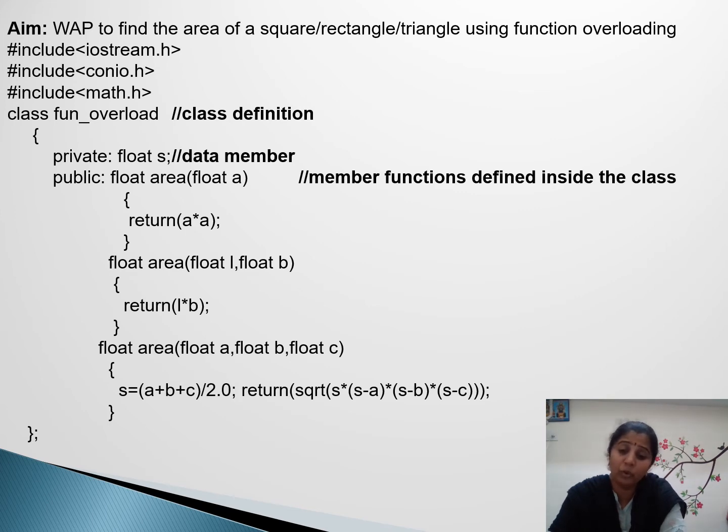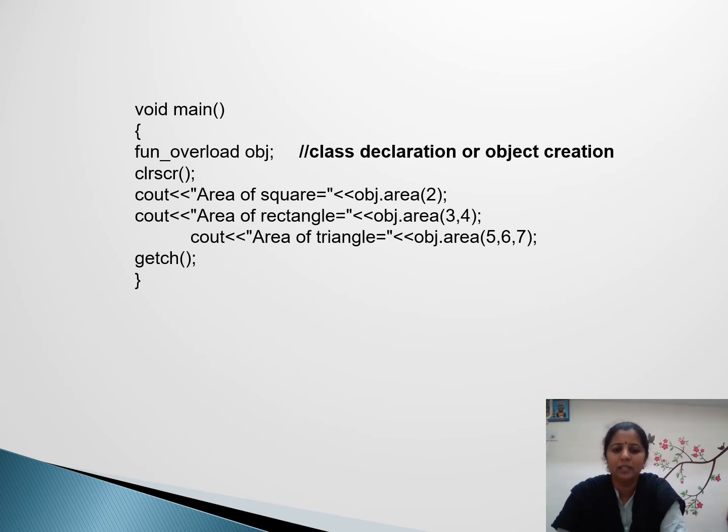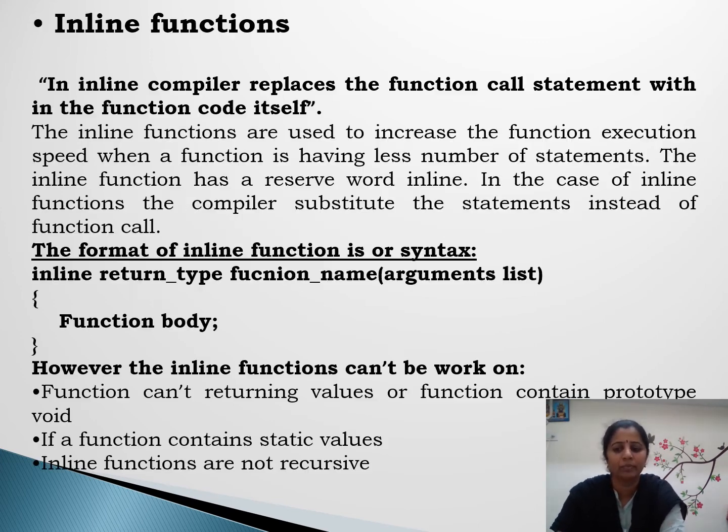If they ask for a program, then you need to write the complete program with void main. See here, void main is used directly. It is not menu driven; it is a direct input method: one value, 2 values and 3 values. This simple one you can write for theory, not for the practical program. Okay, students?